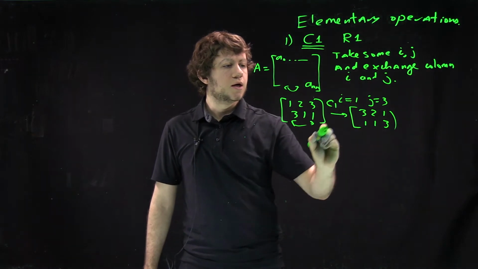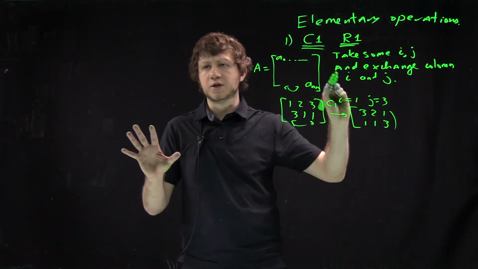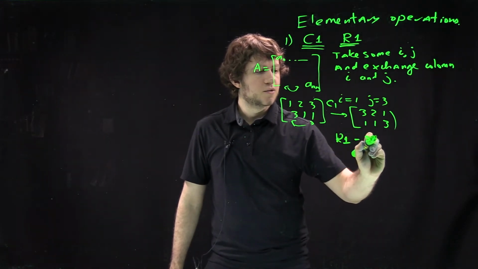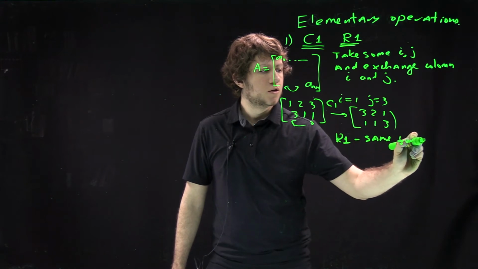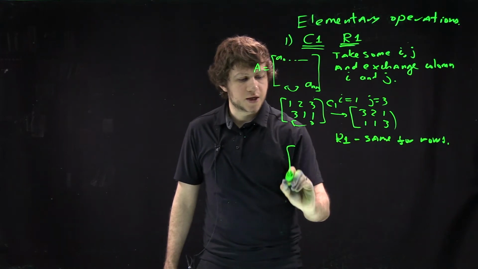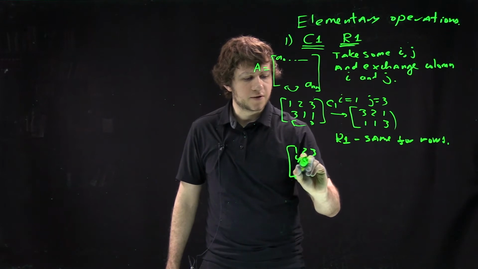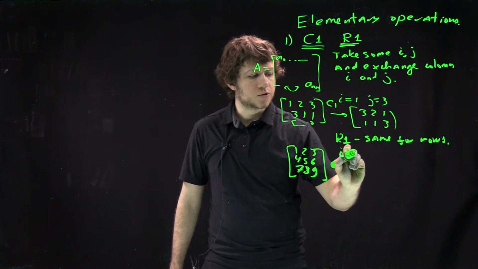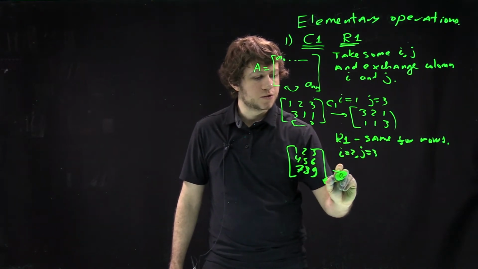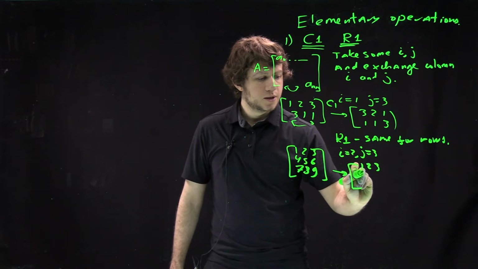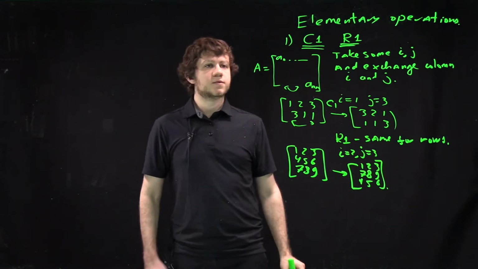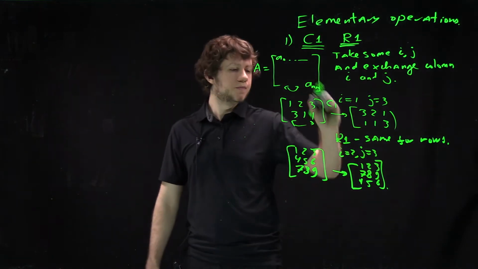This is C1, and the row operations are absolutely the same, but for rows. So R1 is the same for rows. For instance, you can take a matrix, say 1, 2, 3, 4, 5, 6, 7, 8, 9, and if you want to exchange, take I equal to 2, J equal to 3, then what you get is 1, 2, 3, 7, 8, 9, 4, 5, 6. Okay, so that's one thing one can do.